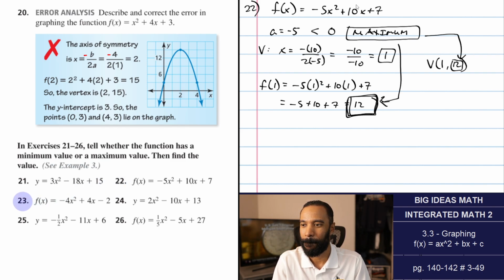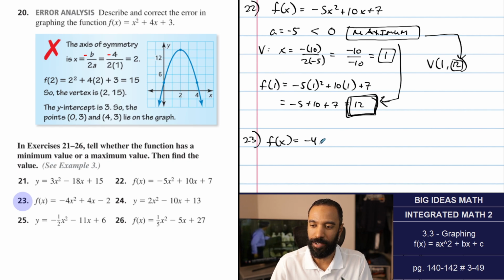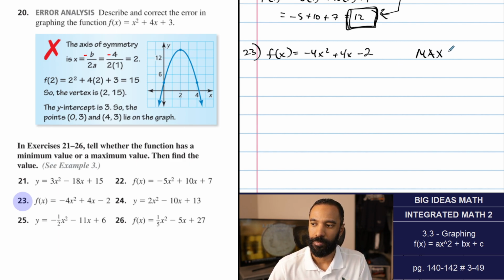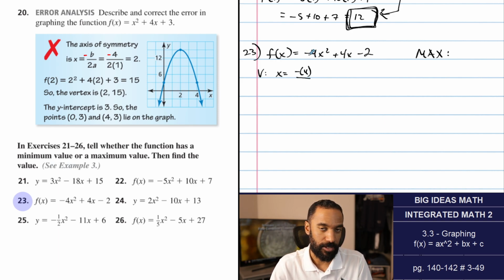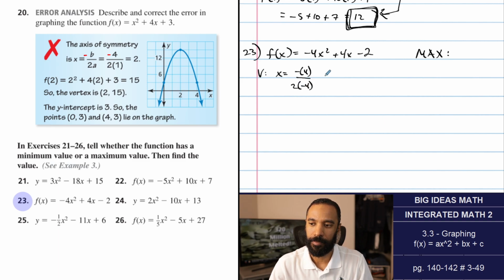Number 23. F of x equals negative 4x squared plus 4x minus 2. This has a maximum. We'll find out what that is in just a moment. By the way, it has a maximum because it's a negative, upside down graph. The x value of the vertex is negative b over 2a, which is negative 4 over negative 8, which is positive 1/2.